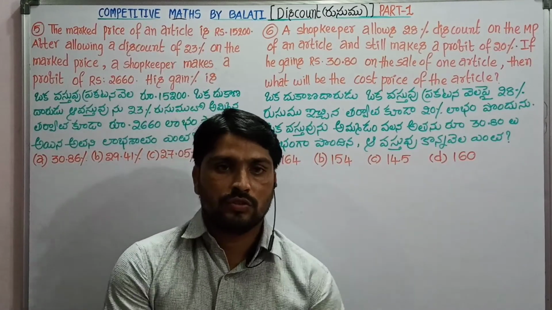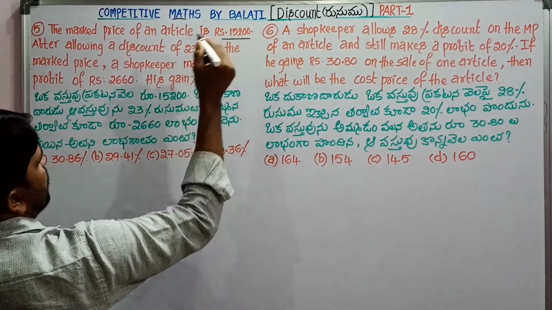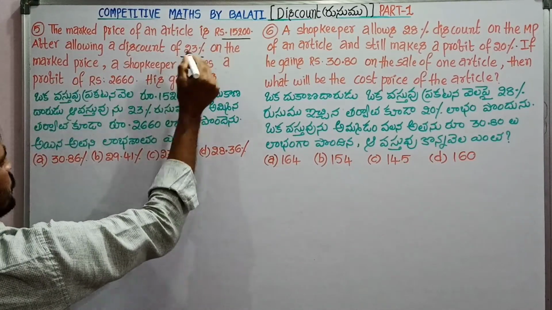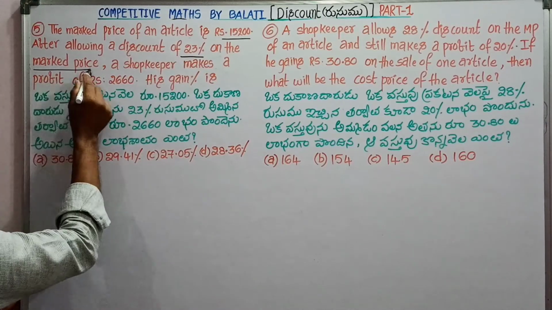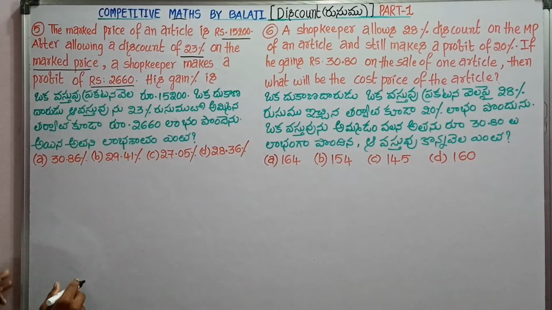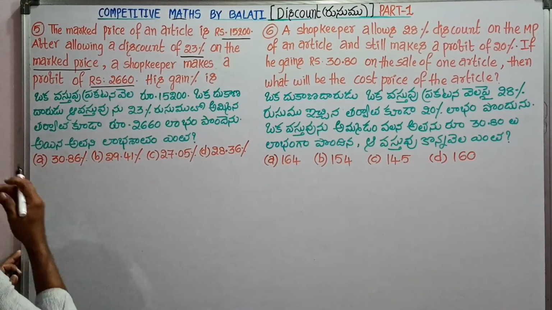Okay students. Next and last question of this class. Question number 5. The market price of an article is rupees 15,200. After allowing a discount of 23% on the market price, a shopkeeper makes a profit of rupees 2,660. His gain percentage is what?